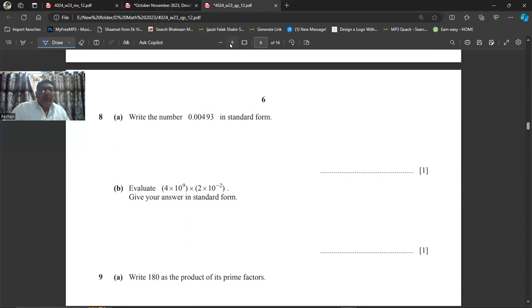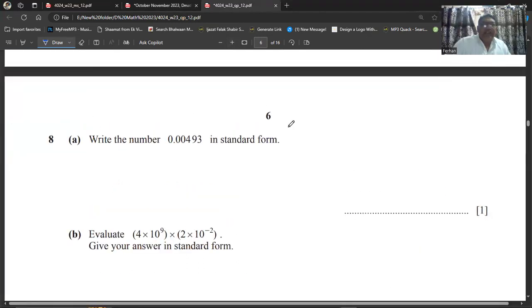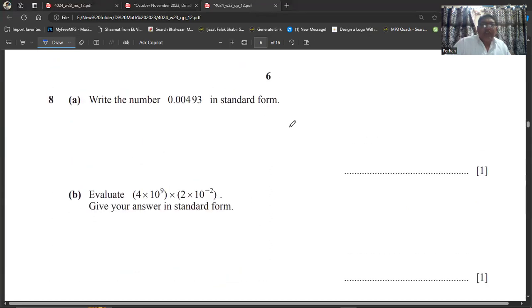Okay, so we are going to the next question, and that is question number 8. It says, write the number 0.0493 in the standard form. If you want to convert this into the standard form, the number with the exponential should be more than 1 and less than 10.